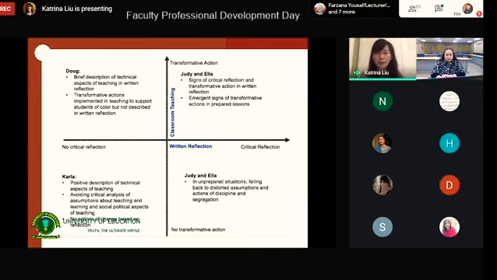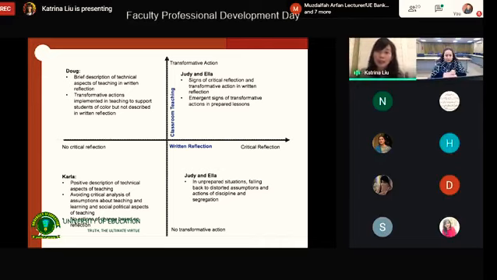So if you look at this diagram, you can see I have one spectrum of critical reflection, mostly in their writing, right? So you have no critical reflection at all. That means they have no assumption analysis. They didn't talk about how they analyzed their assumptions or searched for other solutions. They didn't question any social political connections about teaching, nothing, right? And it's more technical. According to Van Manen, for example, a technical description of what happened in the classroom is not critical reflection.